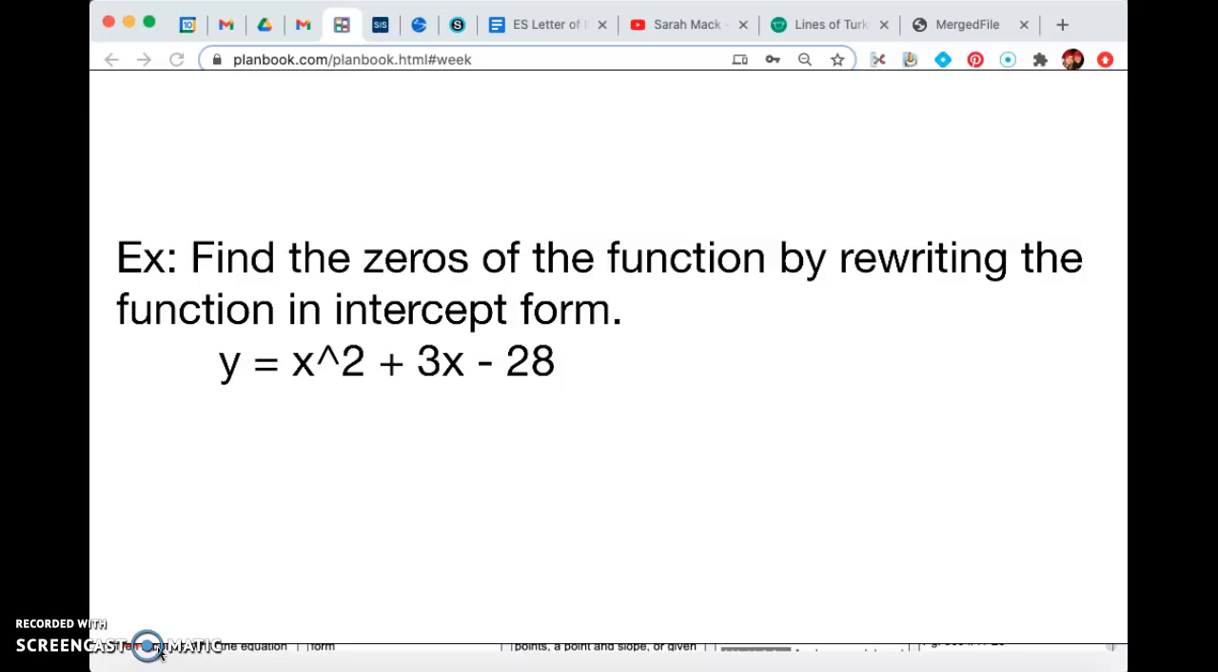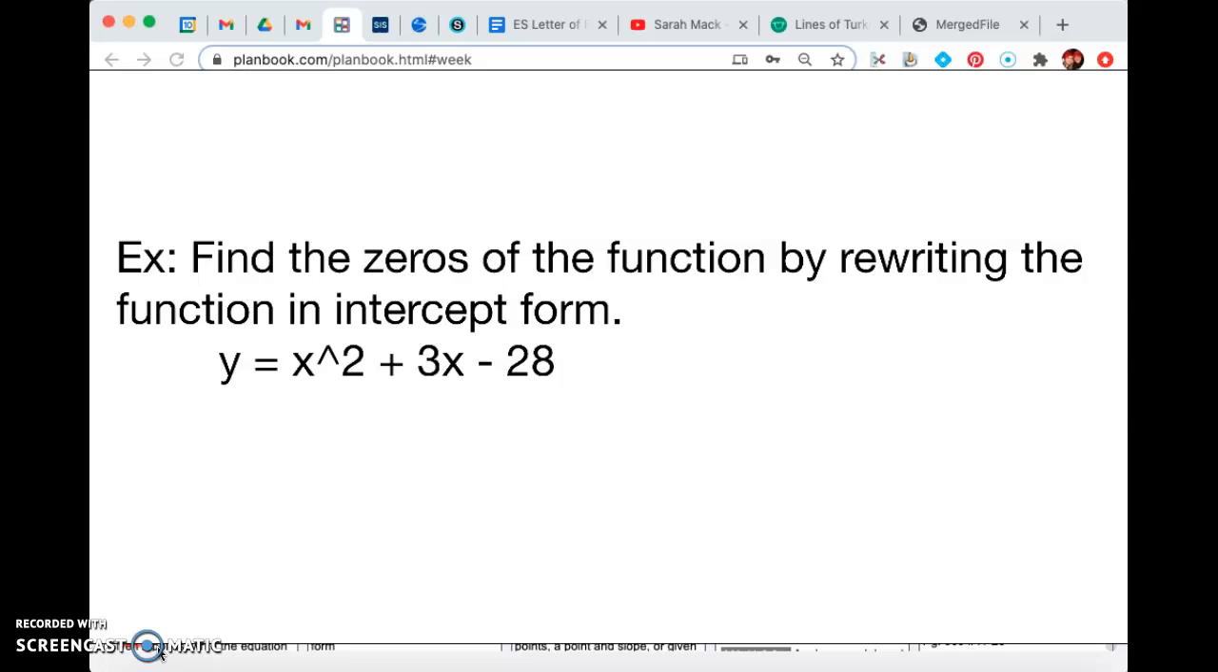Okay, so here's some words that you gotta know what they are. Find the zeros of the function by rewriting the function in intercept form. Nice. Does anybody remember what intercept form looks like? That's slope intercept form. Well, close. Yep. Intercept form for a quadratic.